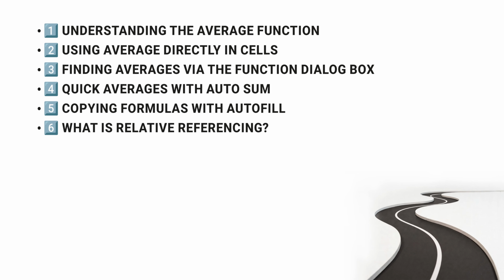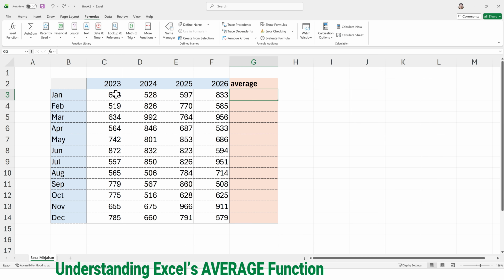Understanding Excel's average function. As you might guess, this function does exactly what its name suggests. It helps you calculate the average of values within a selected cell range. Much like other functions we've explored in previous lessons, such as sum and count, you can either type the average function directly into a cell or use the Function Dialog Box. Let's dive into how this handy function works.